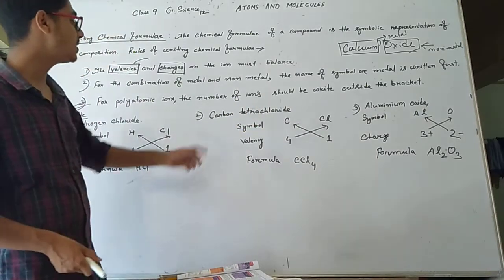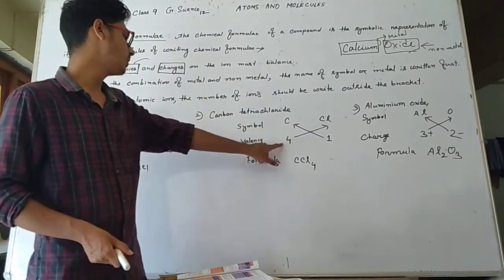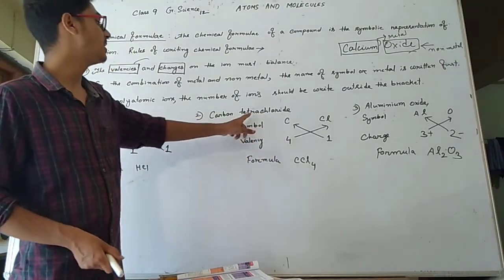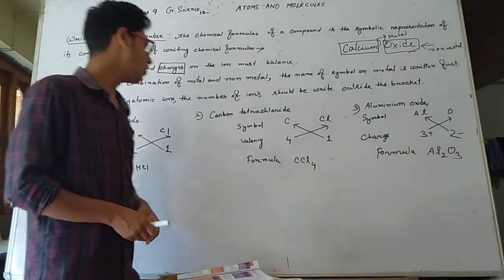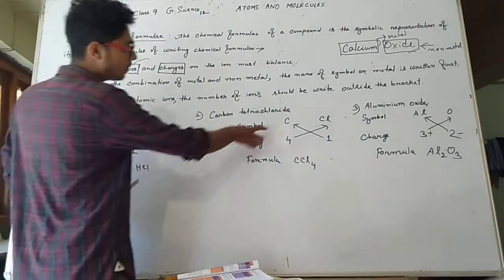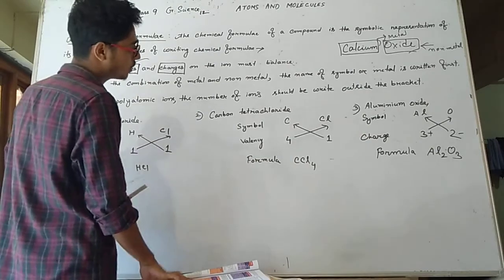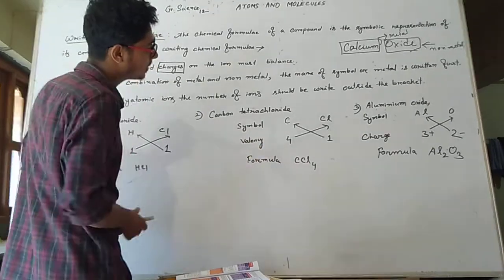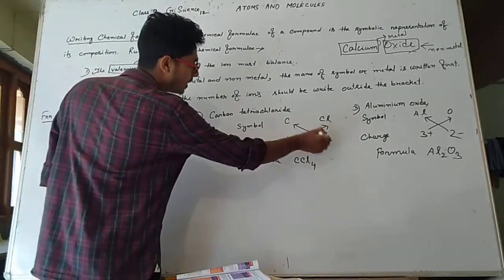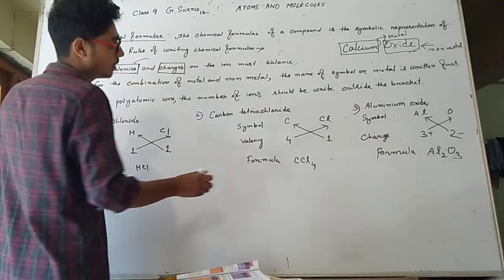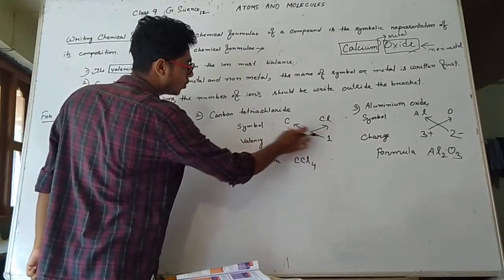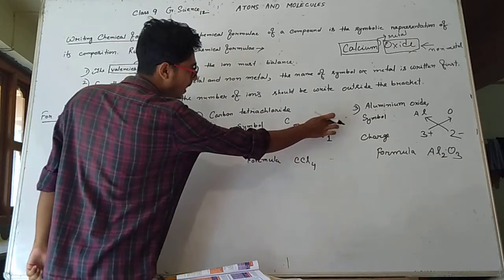After that, what is the symbol of carbon? The symbol of carbon is C and the symbol of chlorine is Cl. Now the valency of carbon is what? From this list, the valency of carbon is 4. And the valency of chlorine is 1. Now cross these numbers: the 1 goes to the carbon and the 4 goes to the chlorine.